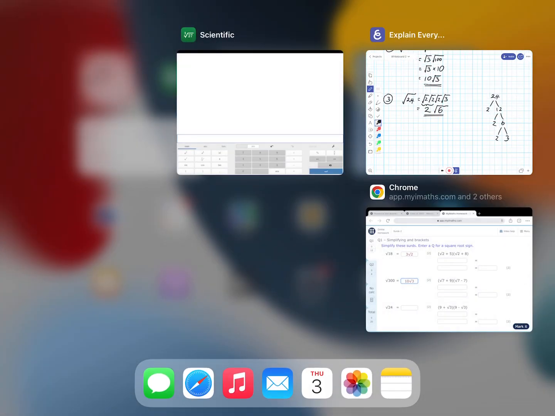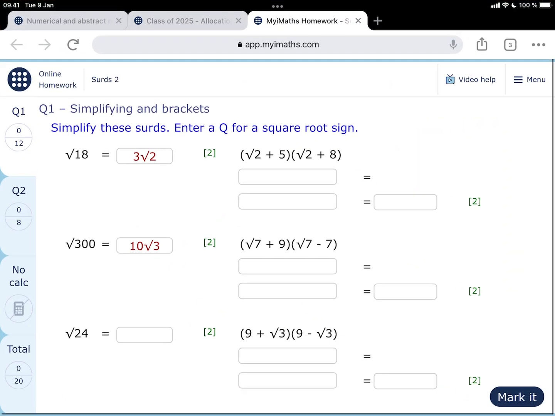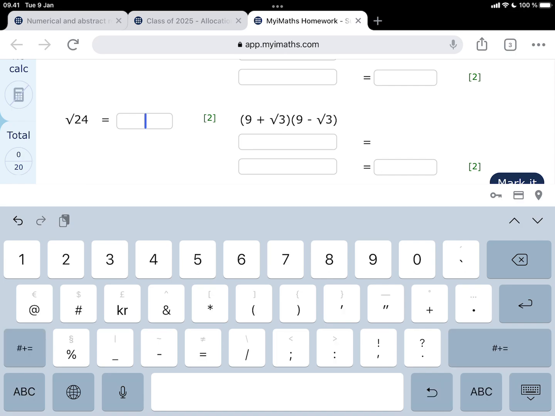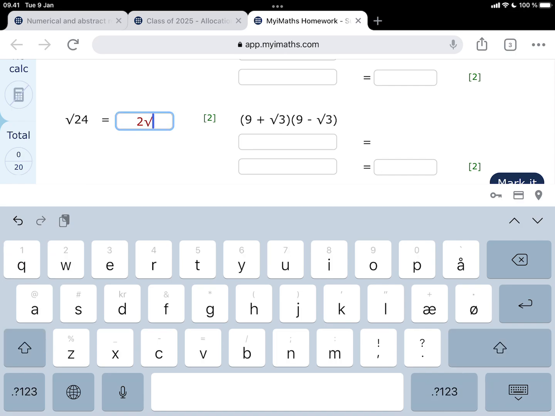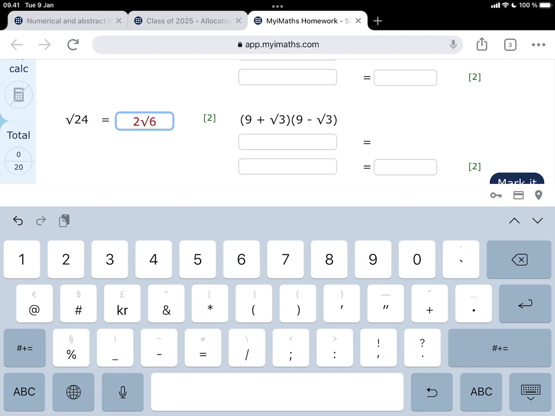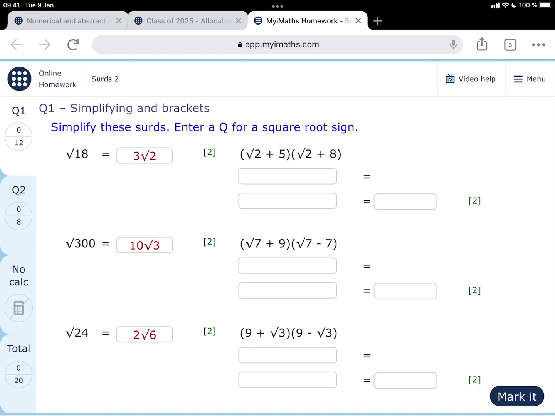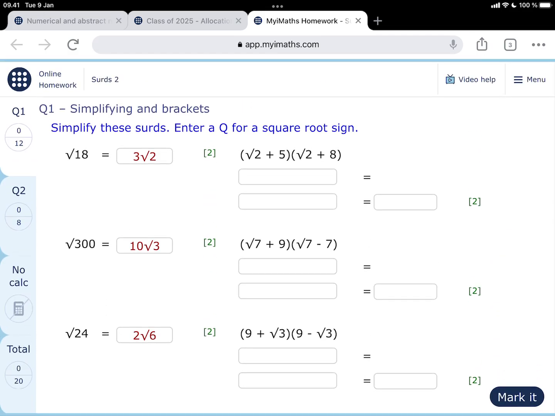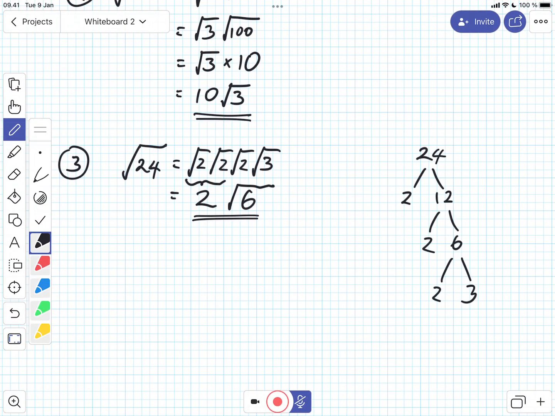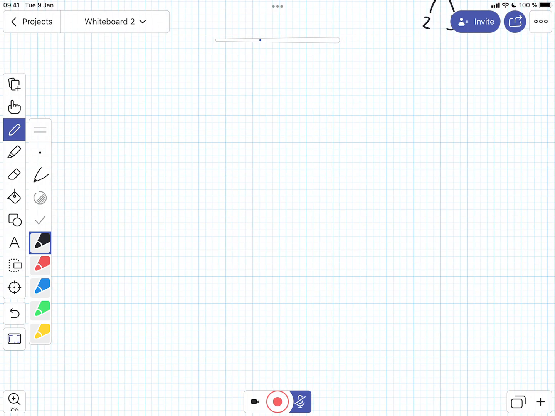So let's just get back to iMaths and write in 2 times the square root of 6 as the final answer for that one. Okay, now we've got some with things in brackets. So 2 plus root 5 times 2 plus root 8. Okay, so back to my notebook. Call this question 4.